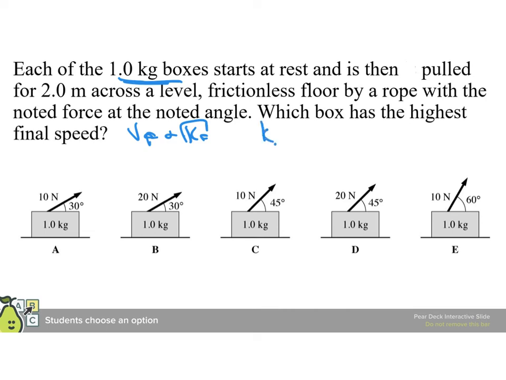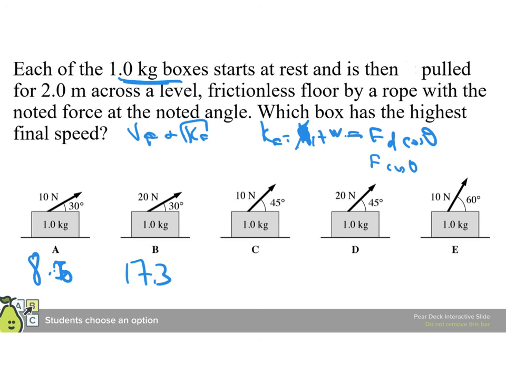The final kinetic energy is going to be the initial kinetic energy plus the work, but they start from rest, so that's 0. So it's just the work, which is the force times the distance times the cosine of the angle. And the distances are all the same. So all that's going to matter is F cosine theta. All right. 10 times the cosine of 30, which is 8.7. We have 20 times the cosine of 30, which is, of course, twice as large, or about 17.3.